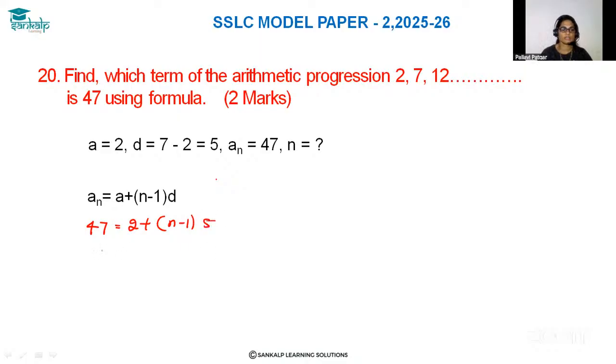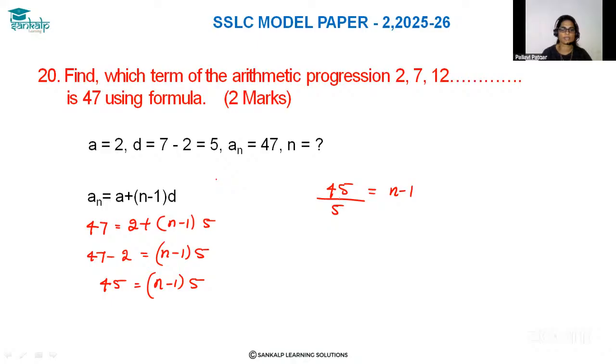So here 47 minus 2 is equal to (n minus 1) into 5. So 47 minus 2 is 45, equal to (n minus 1) into 5. Divide both sides by 5. So we get 45 divided by 5 is equal to n minus 1.